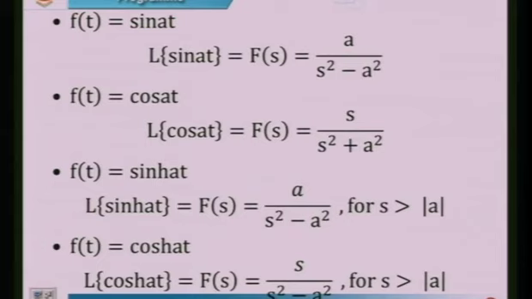Now I will start with Laplace transform application on the differential coefficients.